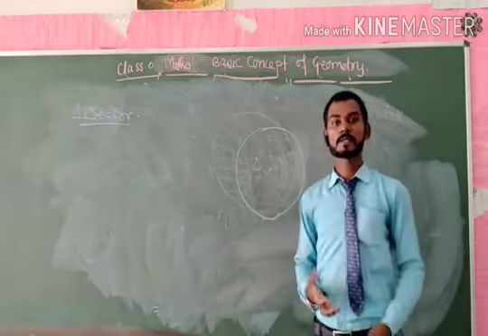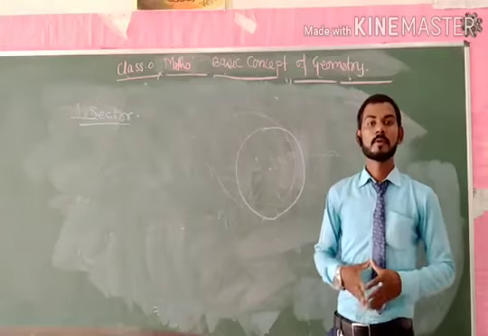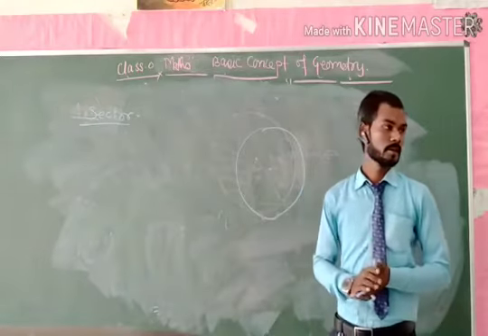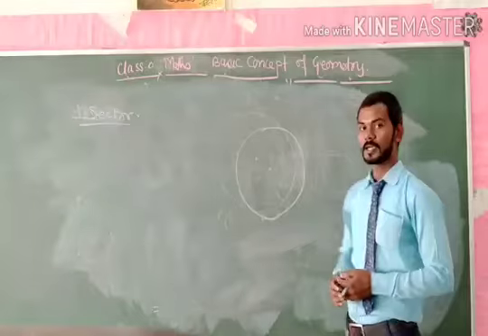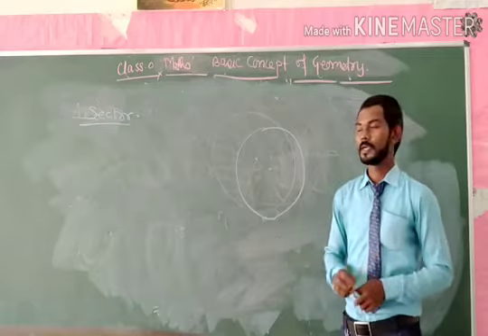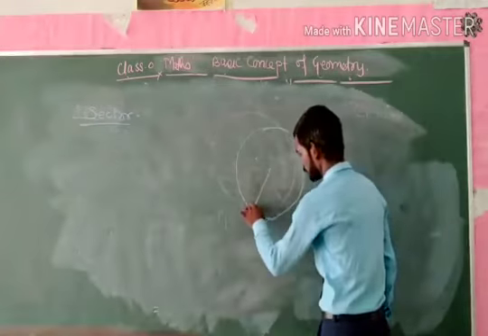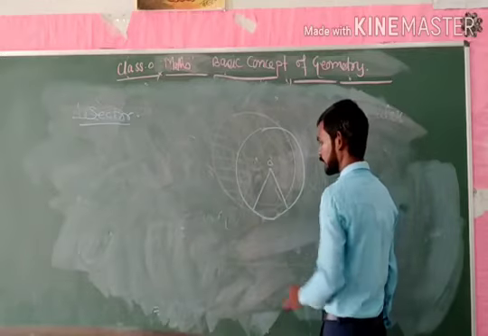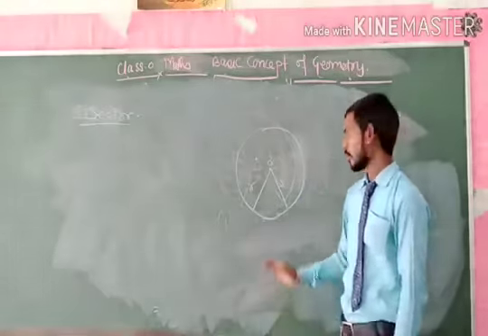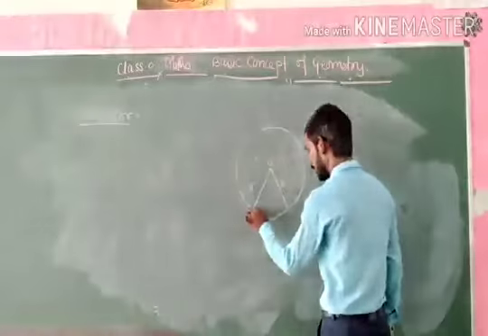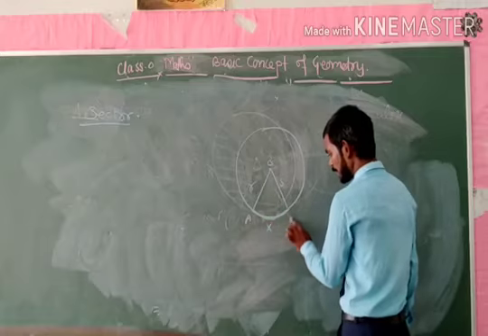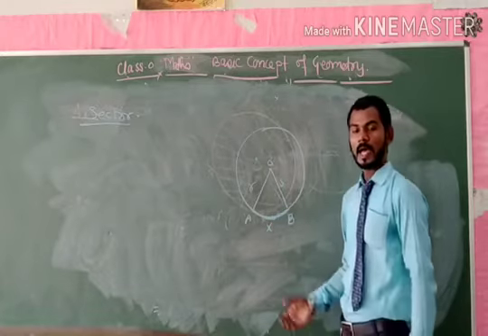The sector of a circle is a portion enclosed by two radii and one arc. Here we can see that O is the center and R and S are two radii of the circle. And here we can see that AXB is the arc.